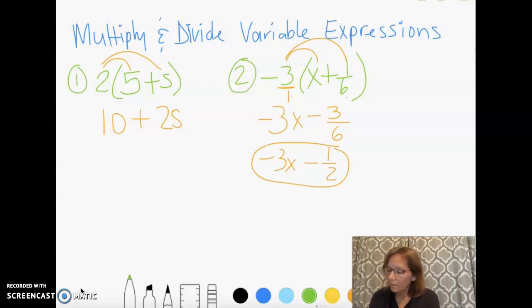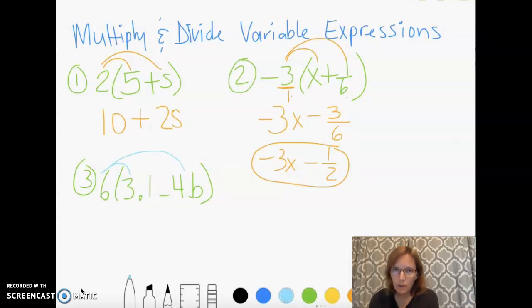Number 3, we have 6 times 3.1 minus 4b. So again, just use that distributive property and multiply whatever's on the outside by everything on the inside. 6 times 3.1 is going to be 18.6, and 6 times a negative 4 is going to be negative 24b. And that's it for that one.